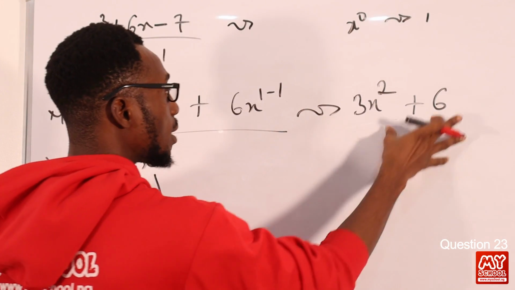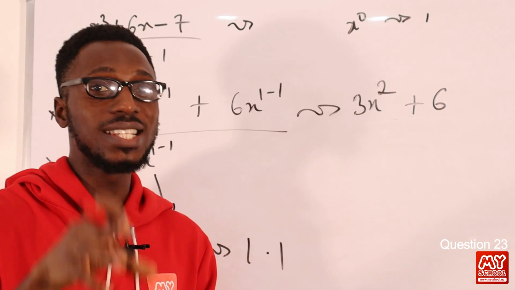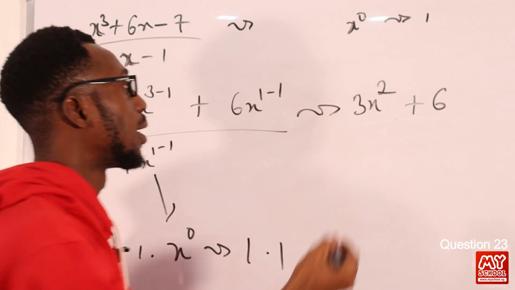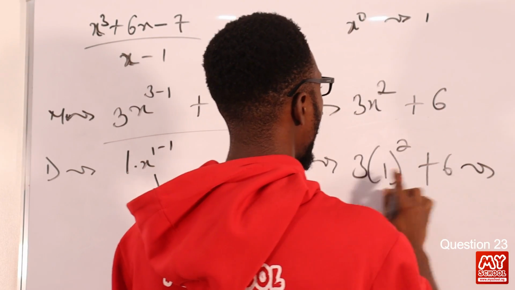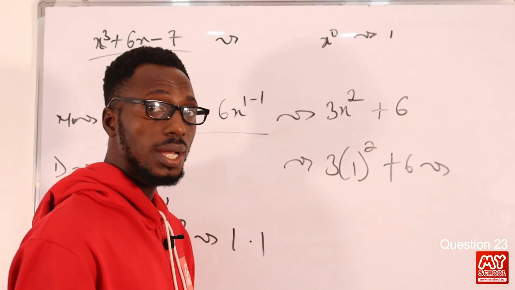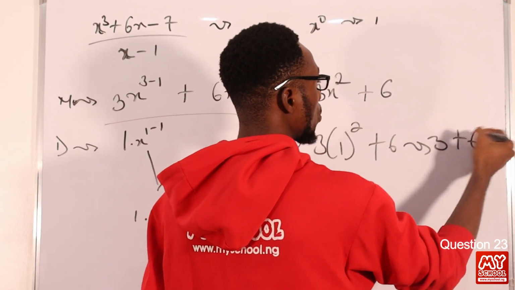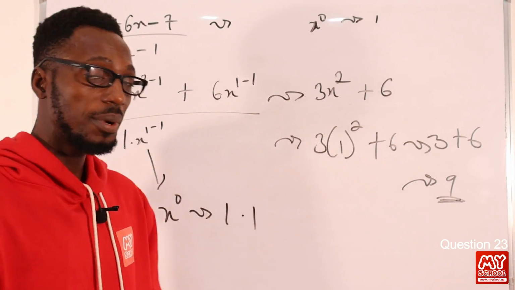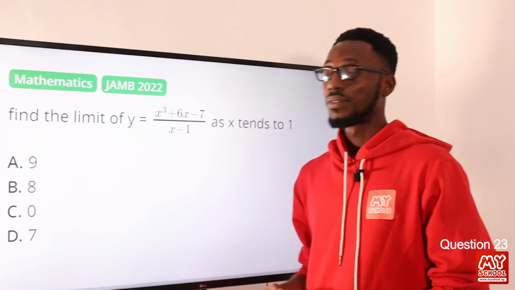Okay, so since we have gotten this far, we are now told that as x tends to 1, anywhere we find the letter x, what do we replace it with? 1. So that tells us that I have 3 into brackets 1 raised to power 2 plus 6. So I have 1 raised to power 2, that is 1 times 1, right? That's still 1 times 3, I have 3 plus 6. So 3 plus 6, I have 9. So the limit here that we're looking at is actually 9. Very easy. So let's go back to the screen to run a confirmation again. So we have option A. So option A is the right option.